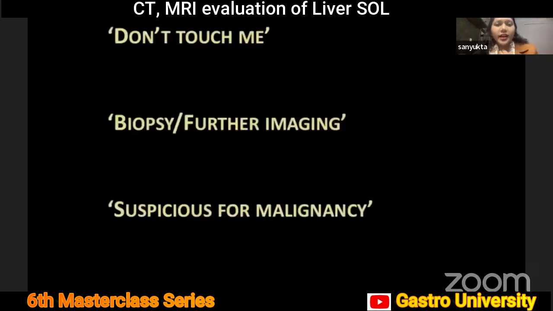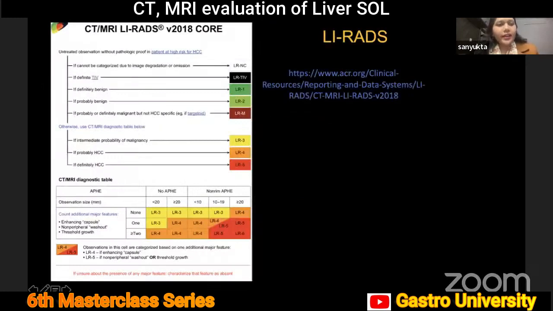So we just have to tell the clinician, I suppose, don't-touch-me lesions, the biopsy or the further imaging lesions, and which are suspicious for malignancy, or you are very much sure that these are definitely a malignant lesion. So again, a bit about the LIRADS.